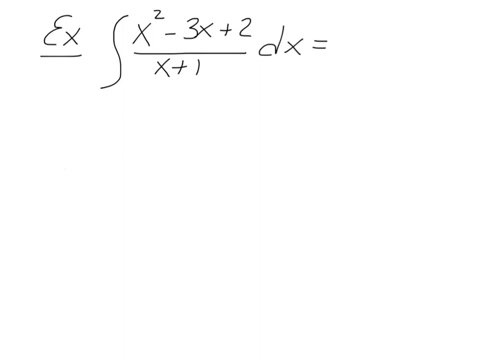So let's refresh ourselves on how that works. I'm going to divide the x squared minus 3x plus 2 by x plus 1. And the hope is that when I divide it, it's going to break up into a bunch of smaller pieces being added or subtracted together that I could maybe integrate individually.